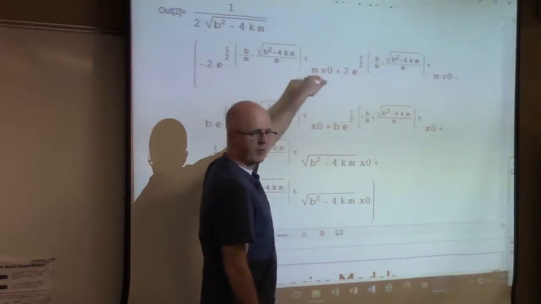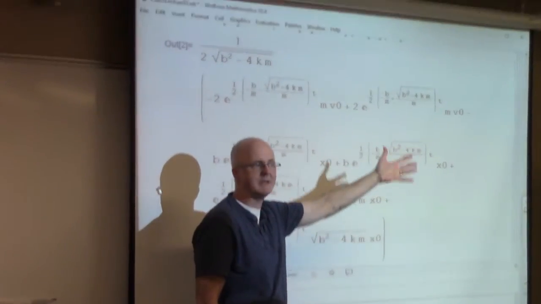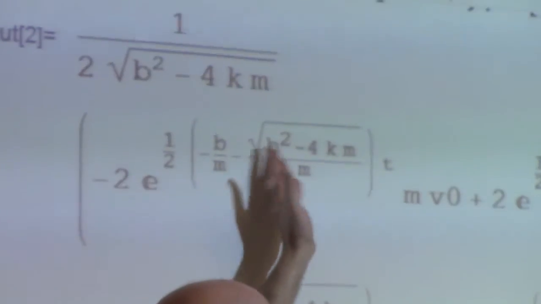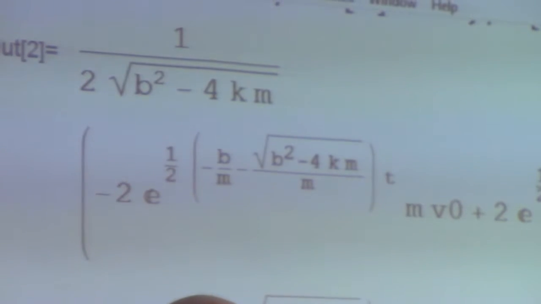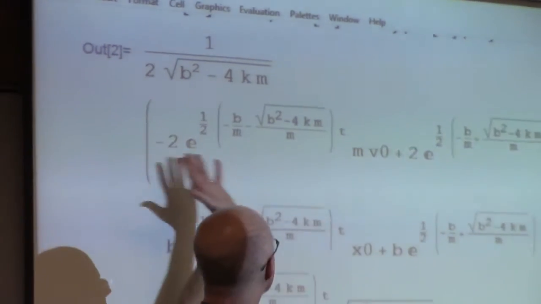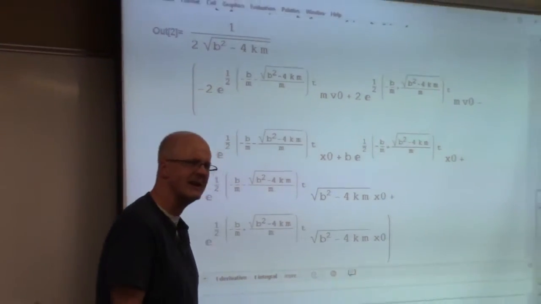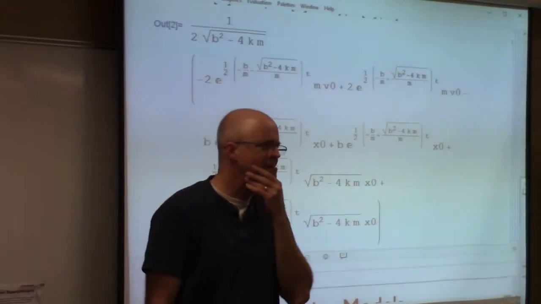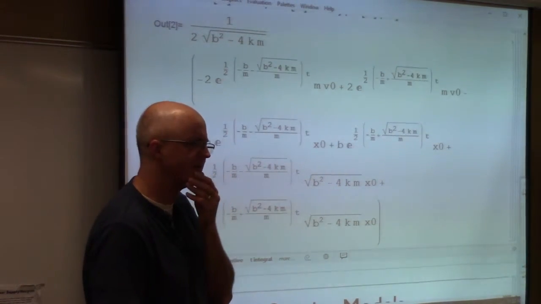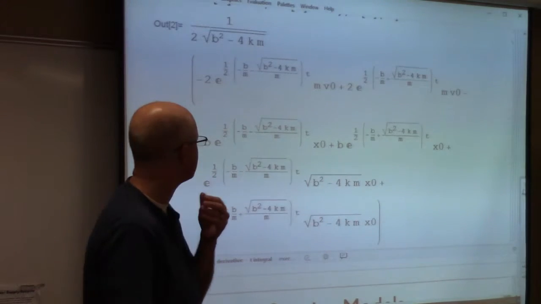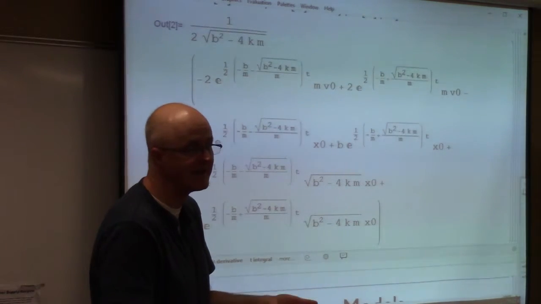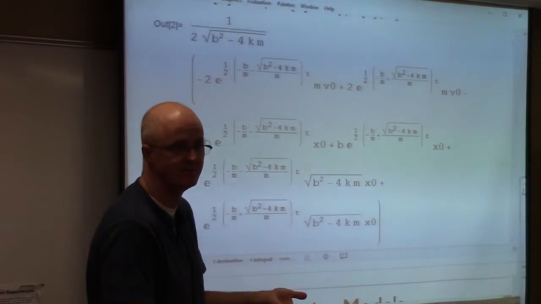b squared minus 4km could be negative. And the square root could be the square root of a negative number, which is an imaginary number, and ultimately this would be then a complex valued function, not a real valued function. And you might wonder, how is that useful? How can that be interpreted? I mean, couldn't b squared minus 4km be negative for certain choice of b and k and m?